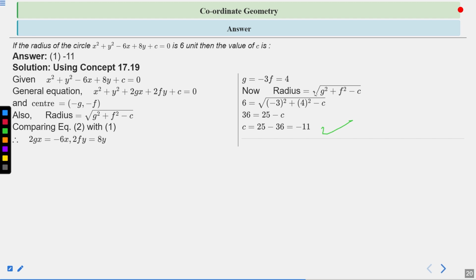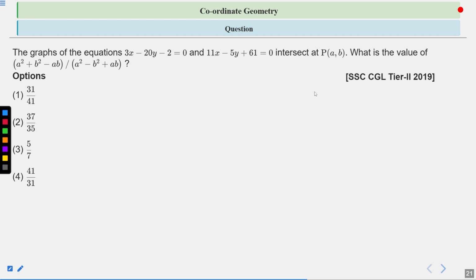Next one. The graph of the equation 3x minus 20y minus 2 equals to 0 and 11x minus 5y plus 61 equals to 0 intersect at P(a, b). What is the value of a square plus b square minus ab whole upon a square minus b square plus ab? This question was asked in the SSC CGL Tier 2 exam in 2019. So there are 4 options. First one is 31 upon 41, second is 37 upon 35, third one is 5 upon 7, and fourth one is 41 upon 31.